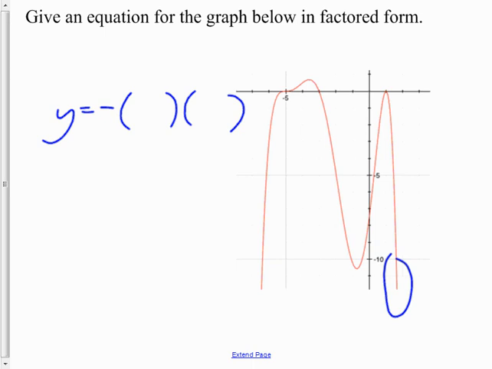It's too big. I'll tell you the answer in just a sec. I'll pause for a sec.